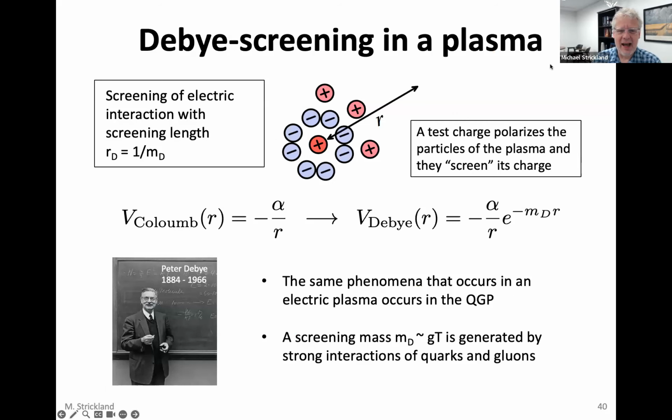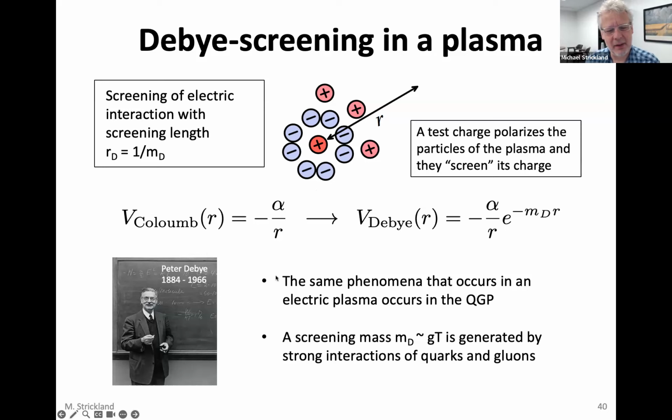So if I have just a normal electromagnetic plasma, and this analogy extends to a quark-gluon plasma, let's just focus on an E and M plasma because it's easier to draw. If I take a plus charge in an E and M plasma, the charges have been freed, so they can move around. And what will happen is the minus charges will be attracted to this free plus charge, and they'll screen out its interaction. This was discovered quite a long time ago.